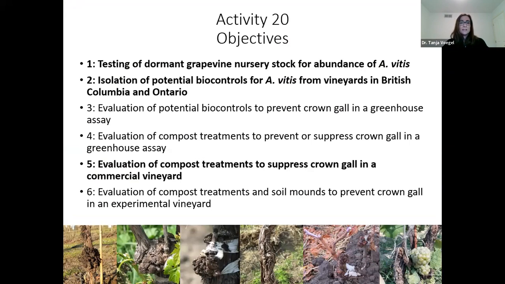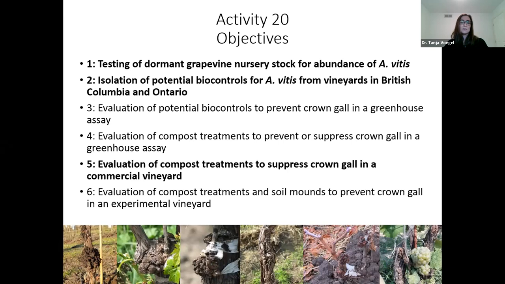The first one is testing of dormant grapevine nursery stock, because there are 2 ways of entry into vineyards. The first one would be if healthy planting material is planted in soil that's already contaminated with vitis. And the second one is if the nursery material already comes infected.